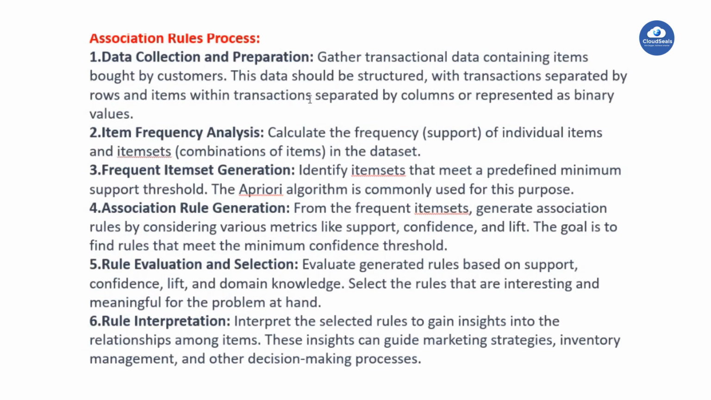So item sets within transactions are separated by columns. Whatever items are present in the transaction, we separate them by columns represented as binary values. Binary values means 1 or 0. If the item set is present in that particular transaction, we will assign 1. If the item set doesn't occur in that transaction, we will assign 0. So now we have collected data with transaction item sets, and then we convert it as per our requirement. So data collection and preparation is completed.